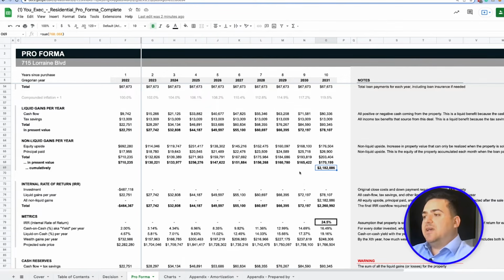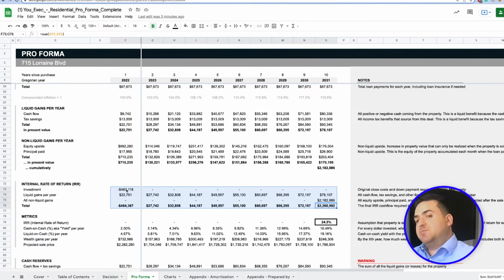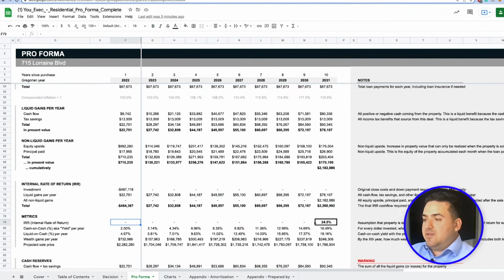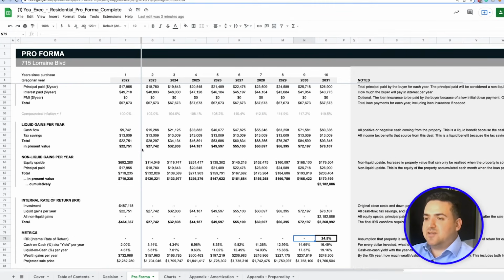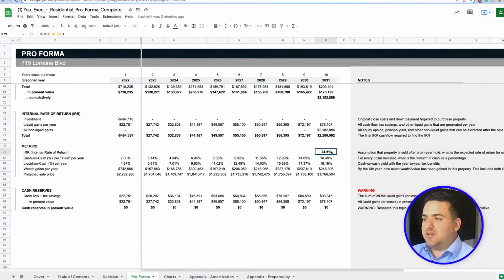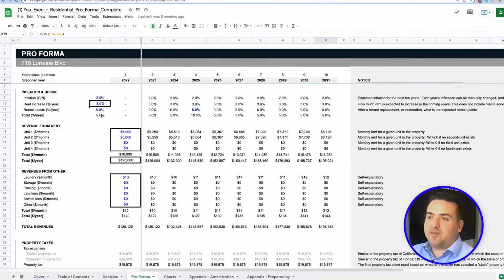So basically at the end of the 10-year period, it is expected that you will gain about 2.1 million by purchasing this property. Now, what does that mean as far as a return on investment goes? Is it better for you to invest in the stock market, or is it better to invest in this particular property? Given the extremely high rent that I added up here, 5,000 is a really high rental price, the internal rate of return is 24%.